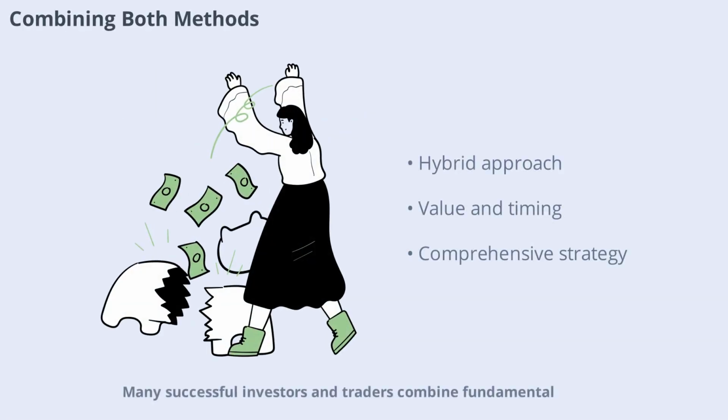Many successful investors and traders combine fundamental and technical analysis to make more informed decisions. For example, you might use fundamental analysis to select strong companies and technical analysis to time your trades. This hybrid approach allows you to benefit from both long-term value and short-term market trends. By integrating both methods, you can develop a more comprehensive investment strategy.